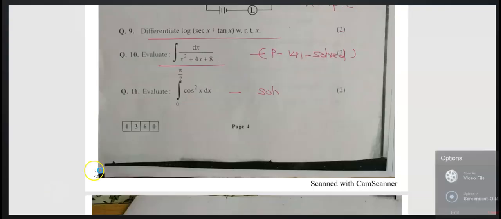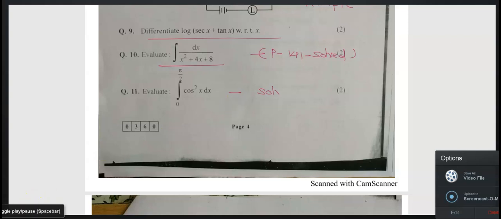Now, question number 11: evaluate the integral from 0 to pi by 2 of cos square x dx. Very simple example, and also it is a solved question. You cannot directly integrate cos square x. By using the formula, cos square x is equal to 1 plus cos of 2x upon 2. By using that formula, you will integrate it.